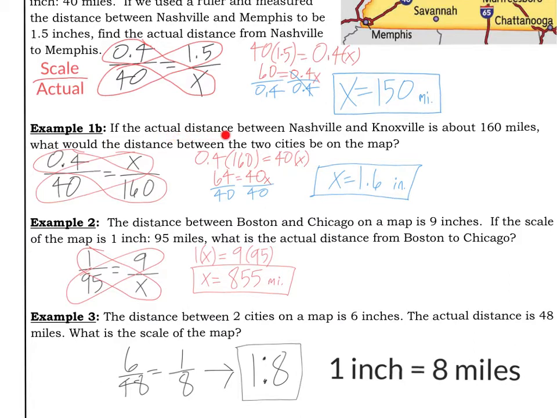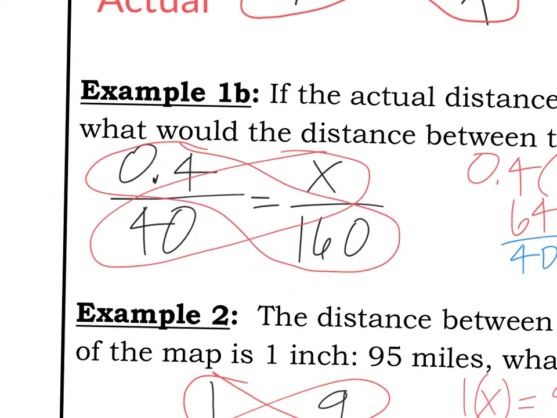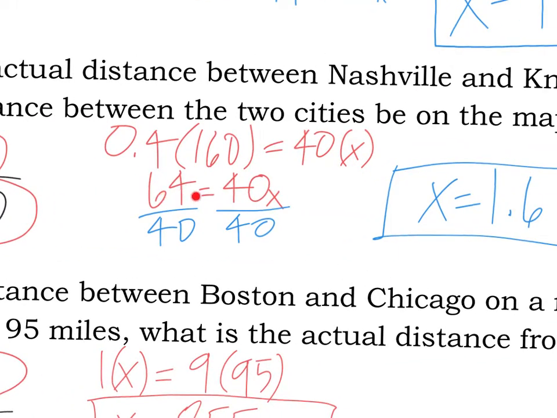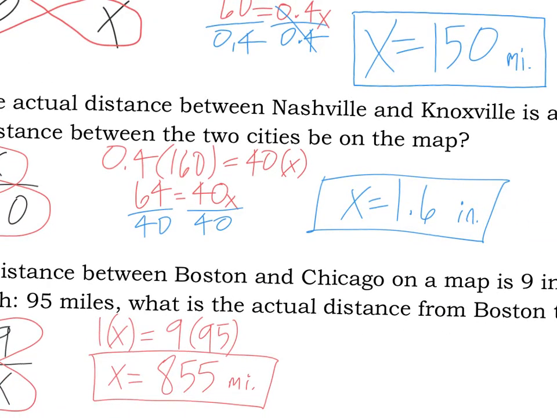1b says if the actual distance between Nashville and Knoxville is about 160 miles, what would the distance between the two cities be on the map? So instead of having 1.5 over x, I'm still going to use that 0.4 over 40, but I'm going to do x over 160. The reason why I'm doing x over 160 is because 160 is the number of miles, not the number of inches. So at this point, we just need to cross multiply and divide. What's 0.4 times 160, and then divide that by 40. So 0.4 times 160 is 64, divided by 40 gets me 1.6 inches.